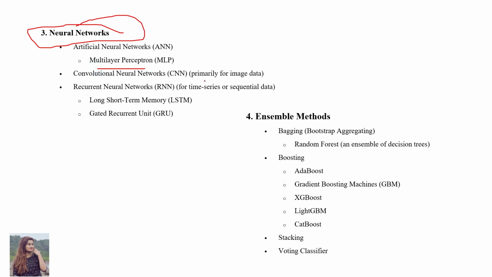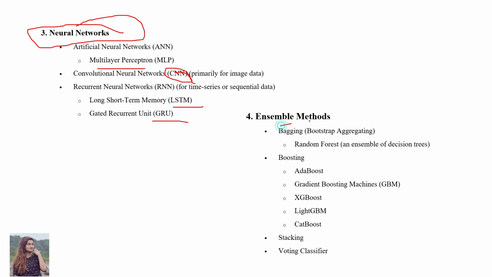Also the CNN, primarily for image data. This is very important for the imaging side. So if we want to research any kind of image data, this is used. Also the recurrent networks for time series or sequential data. Here also LSTM and the GRU.